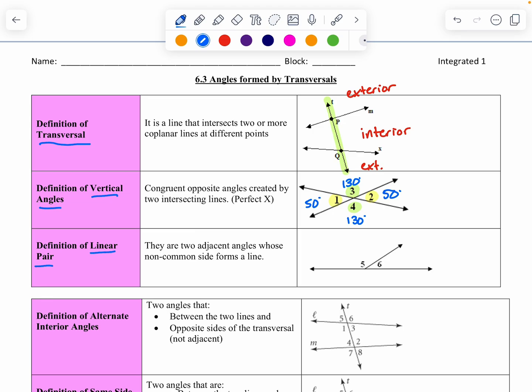A reminder, a linear pair is two adjacent angles whose non-common sides form a straight line. If you look at angles 4 and 5, their non-common sides form a straight line, and the angles are adjacent, they share this side. So I know that angle 5 is a linear pair with angle 6, which means they should equal 180 degrees altogether. If this angle was maybe 150, this would have to be 30. They need to add up to 180. With the transversal, sometimes you'll have those vertical angles and linear pairs. Actually, you'll always have those.